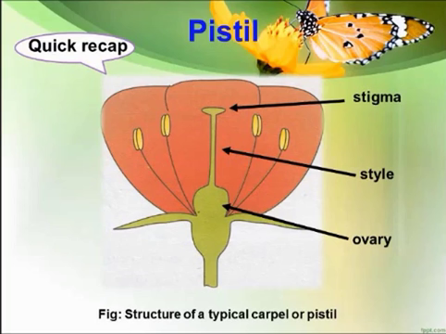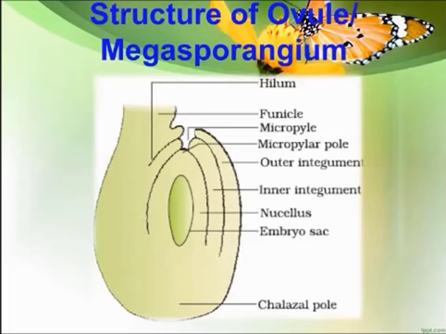Stigma serves as the landing platform for the pollen grains. Style connects stigma to the ovary. The style also becomes the pathway for pollen tubes to grow from the pollen grains to the ovules containing the female gamete. An ovary contains one or more ovules. Now let's begin with the development of the female gametophyte. But prior to this, let's first discuss the basic structure of the ovule or megasporangium.